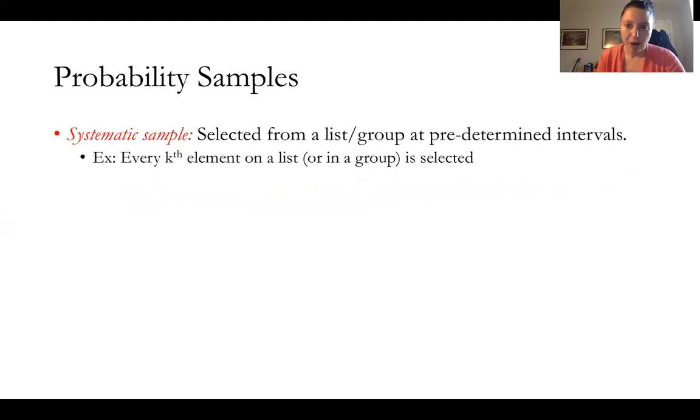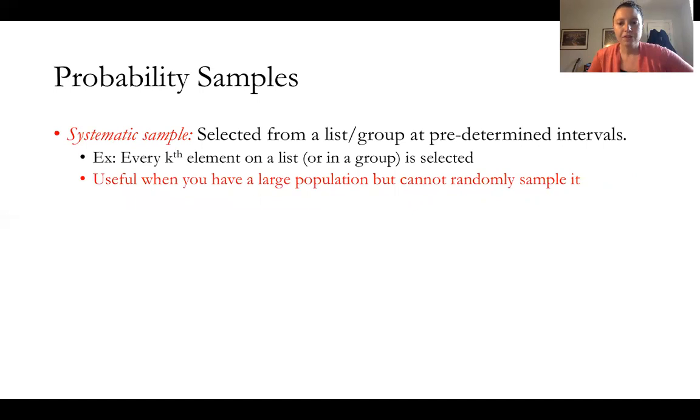The second type of probability sample, this is the last one that I'm going to do in this video, is called a systematic sample. This is when you select people from a list or a group at predetermined intervals. So every kth element on a list or a group is selected. So when would you use something like this? This is very useful when you have a large population, but you cannot randomly sample from it.